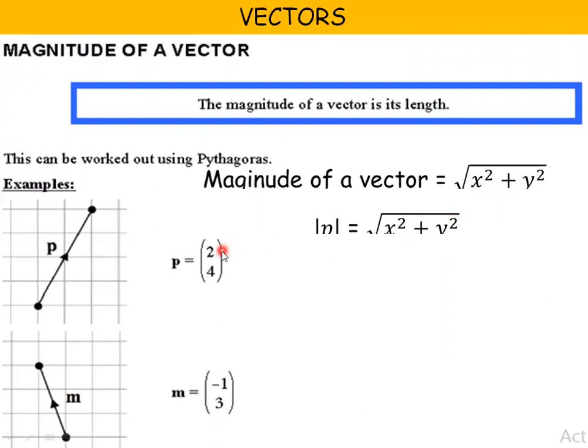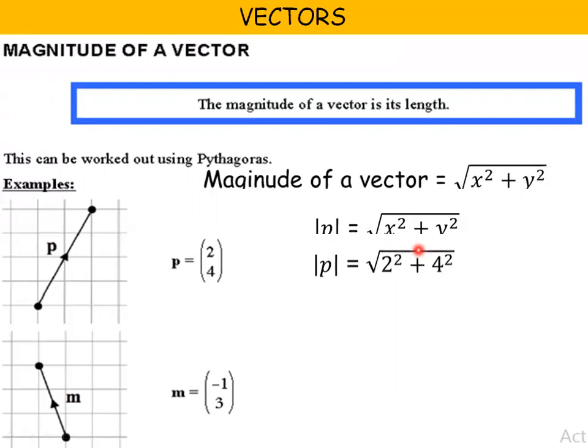Remember, we have said that the number at the top is the x component, the bottom number is the y component. So the vector's magnitude can be found by using the formula square root of x squared plus y squared. Now this can be written, for example, the magnitude of vector P can be written in this form that we have here with a slash by the side of a P, then that will be equal to the square root of x squared plus y squared.